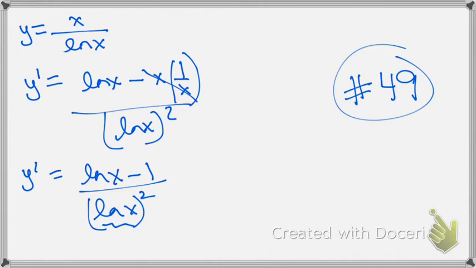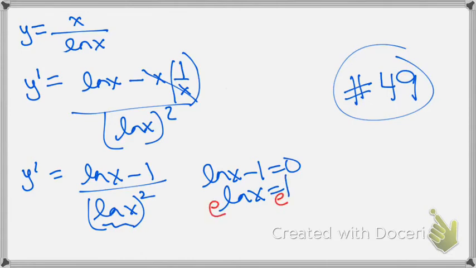When will the denominator equal 0? Never. When will the numerator equal 0? Add 1 to both sides. Exponentiate both sides. The e and the ln undo each other and you get x equals e to the first, or just e. So that's your only critical point.